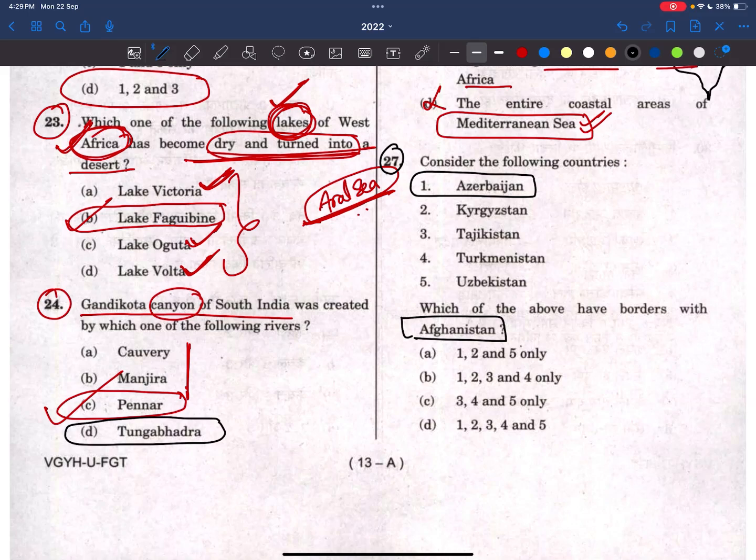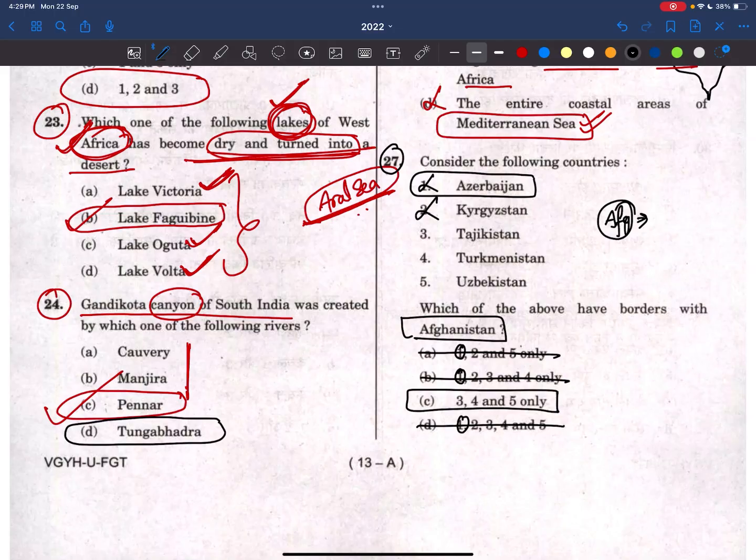This was the trick which I used in the examination. That's why I'm telling you. So one should not be there. See, one is there in three options. The answer is 3, 4, and 5. So one is wrong and 2 is also wrong. Now let's see the bordering states of Afghanistan.